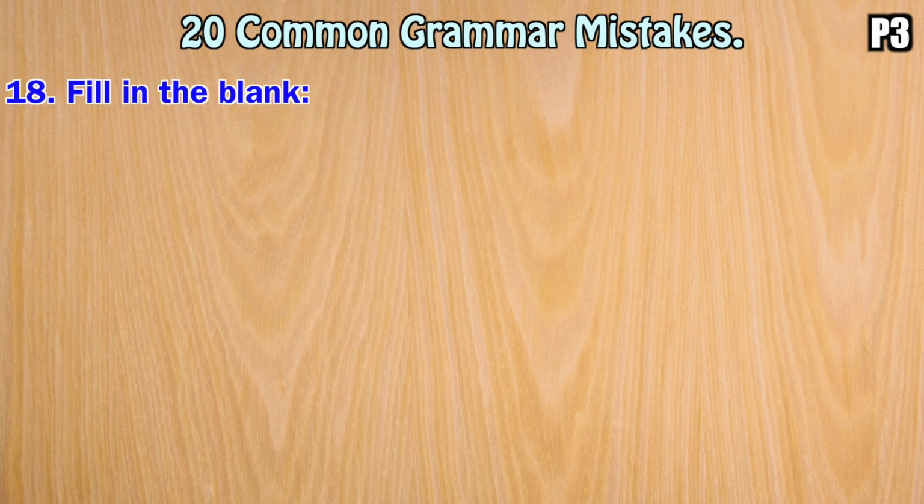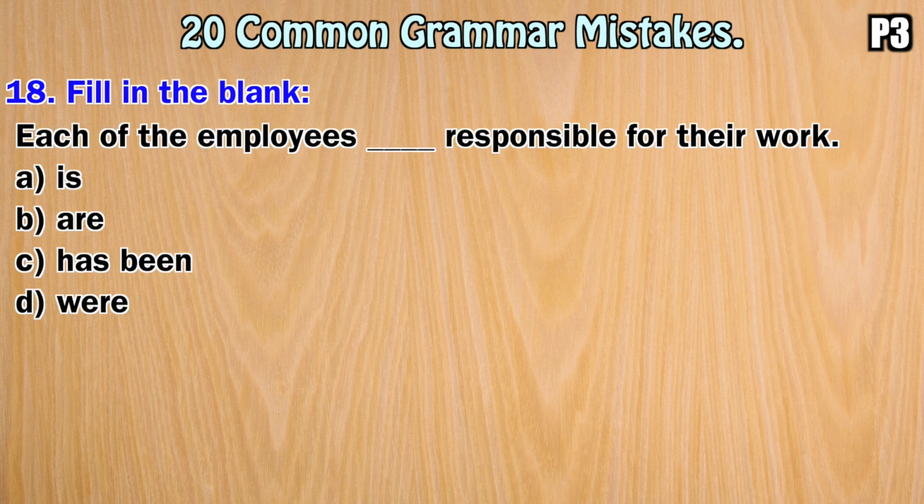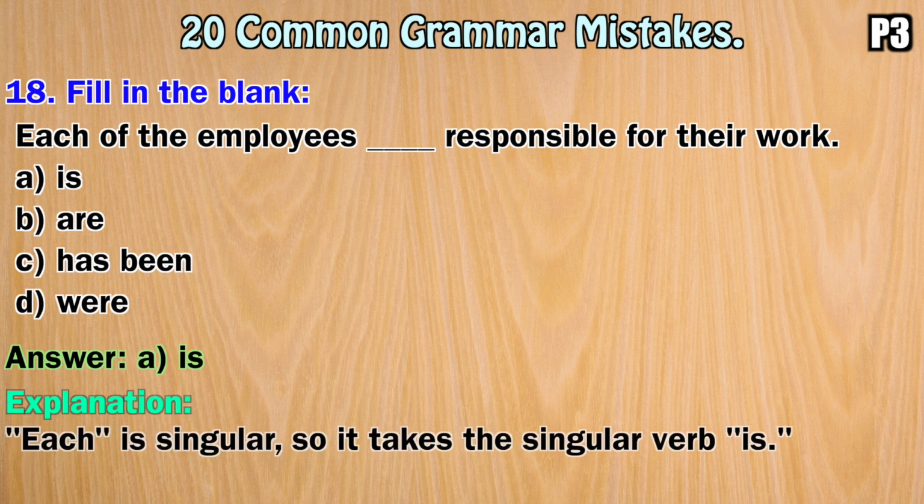18. Fill in the blank. Each of the employees, responsible for their work. A. Is. B. Are. C. Has been. D. Were. Answer: A. Is. Explanation: each is singular, so it takes the singular verb is.